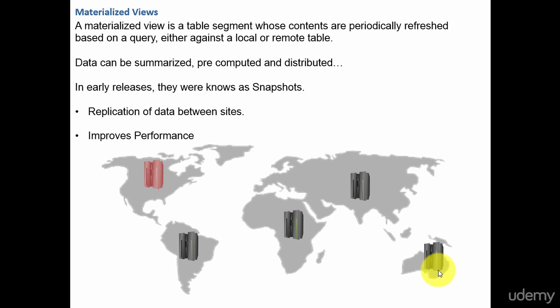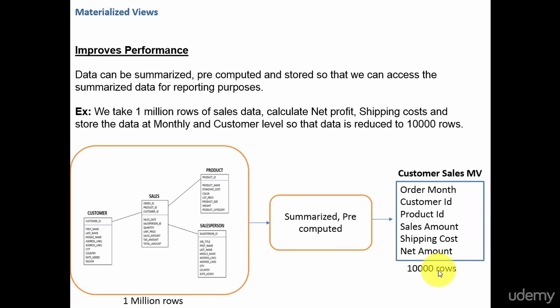The other advantage is that it improves performance. For example, suppose you have a data model with about 1 million rows. Whenever you are querying the data and saying, give me the profitability by month, by customer and by product, you have to query those million rows to summarize and produce the result. Will the retrieval be fast? No, right? Because it has to process those 1 million rows.